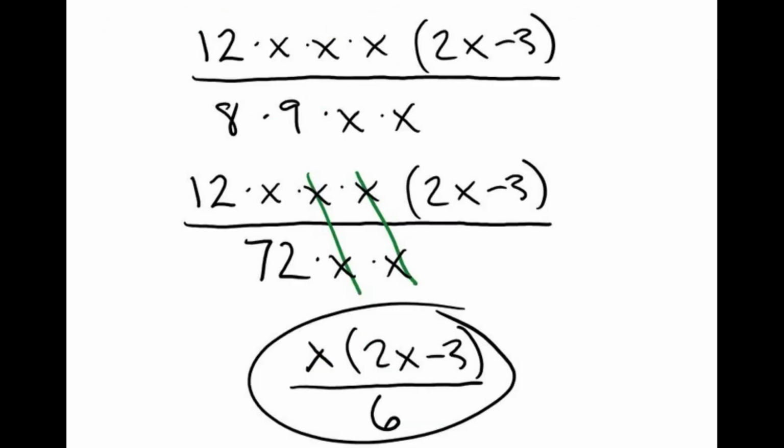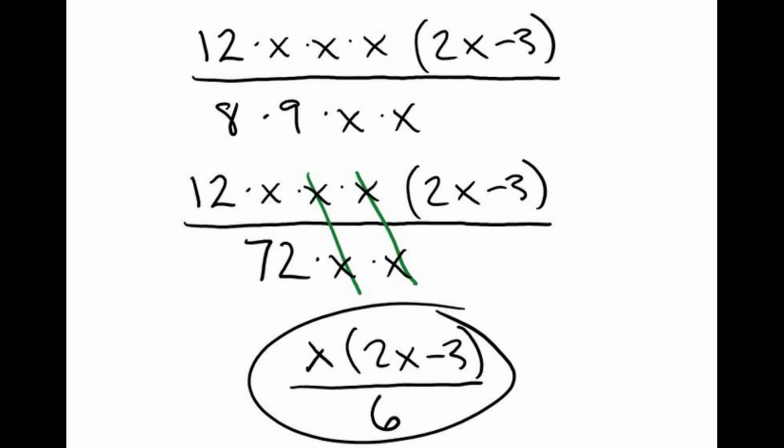12 divided by 72. Well, if you do 72 divided by 12, you get 6. So it's going to reduce down to 1/6. So up top, I didn't write the 1 in front of that x, but there's really 1 there. So we have x on top times that 2x minus 3, and on the bottom we just have a 6, and that is the entire problem. Okay, pretty tricky.